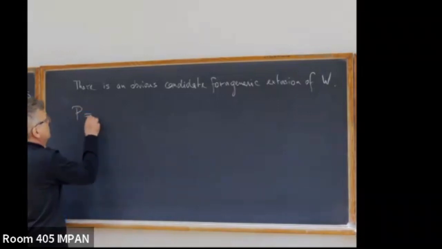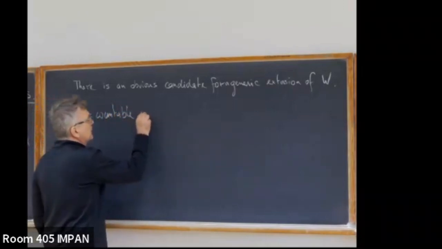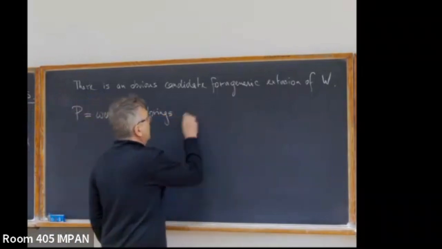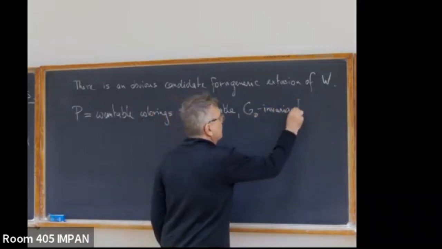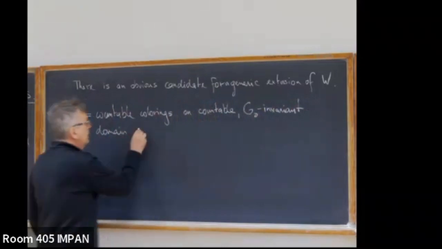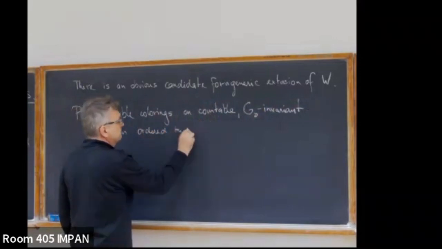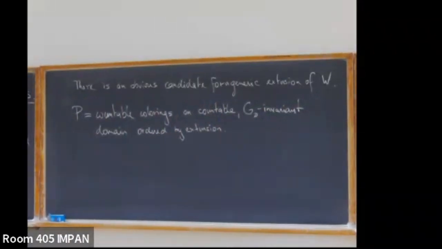Let me just define P to be equal to, in this case, colorings of countable pieces of G0, ordered by extension. Okay. So what you have is you want to make this chromatic number countable. This is a locally countable graph. So what you do is your condition is a countable approximation to the coloring.